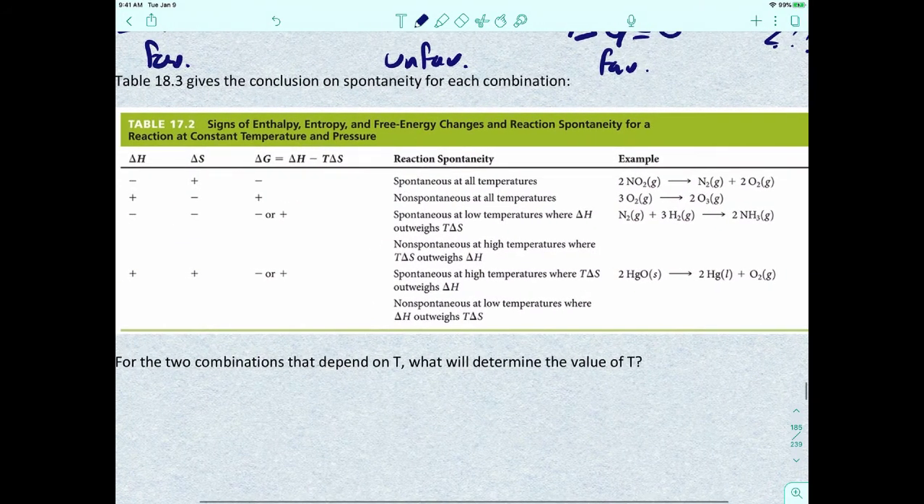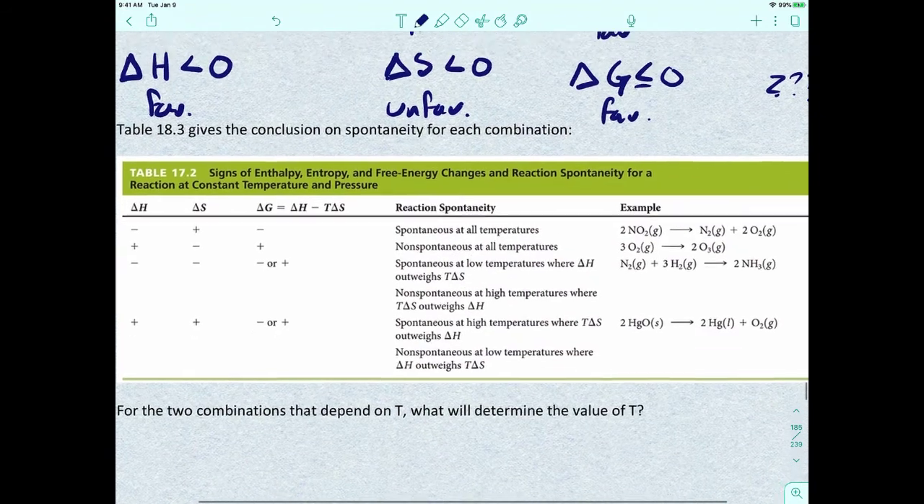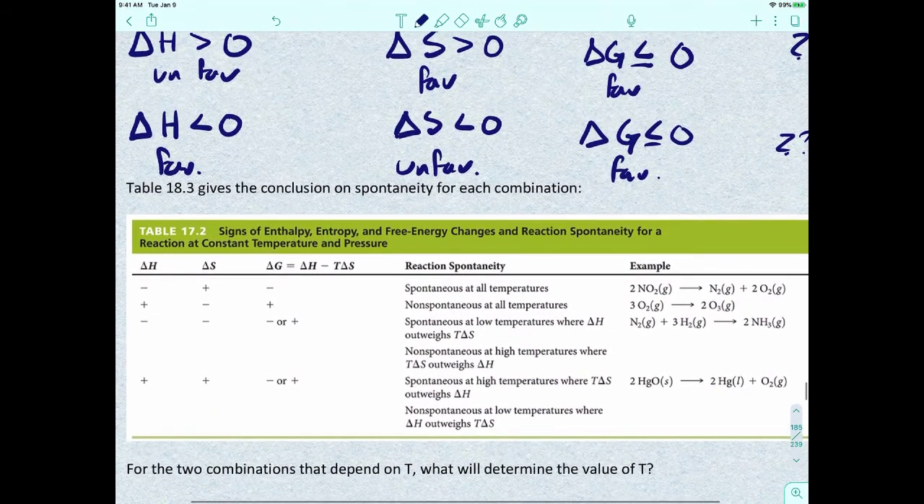So it's going to actually tell us this combination. So look, we said if delta H is unfavorable and delta S is negative, where it's unfavorable, it's going to be non-spontaneous at both temperatures. So what if we have this where delta H is favorable and delta S is negative, so it's unfavorable? Delta G could be plus or minus. And so now we've got to figure out at what temperatures.